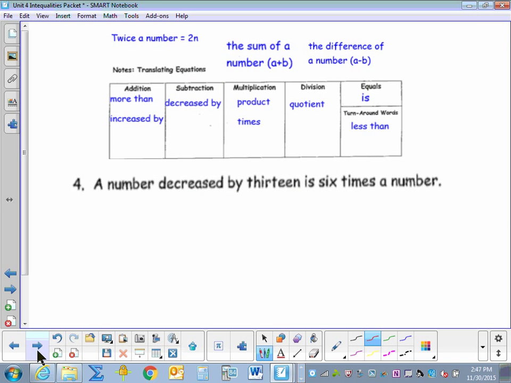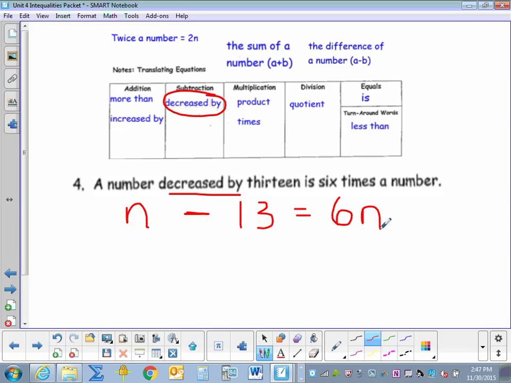Number 4, a number decreased by 13 is 6 times a number. So decreased by, we know, is subtraction. So a number decreased by 13, so n minus 13 is equals 6 times a number. Times is multiplication, so 6n. A number decreased by 13 is 6 times a number. N minus 13 equals 6n.